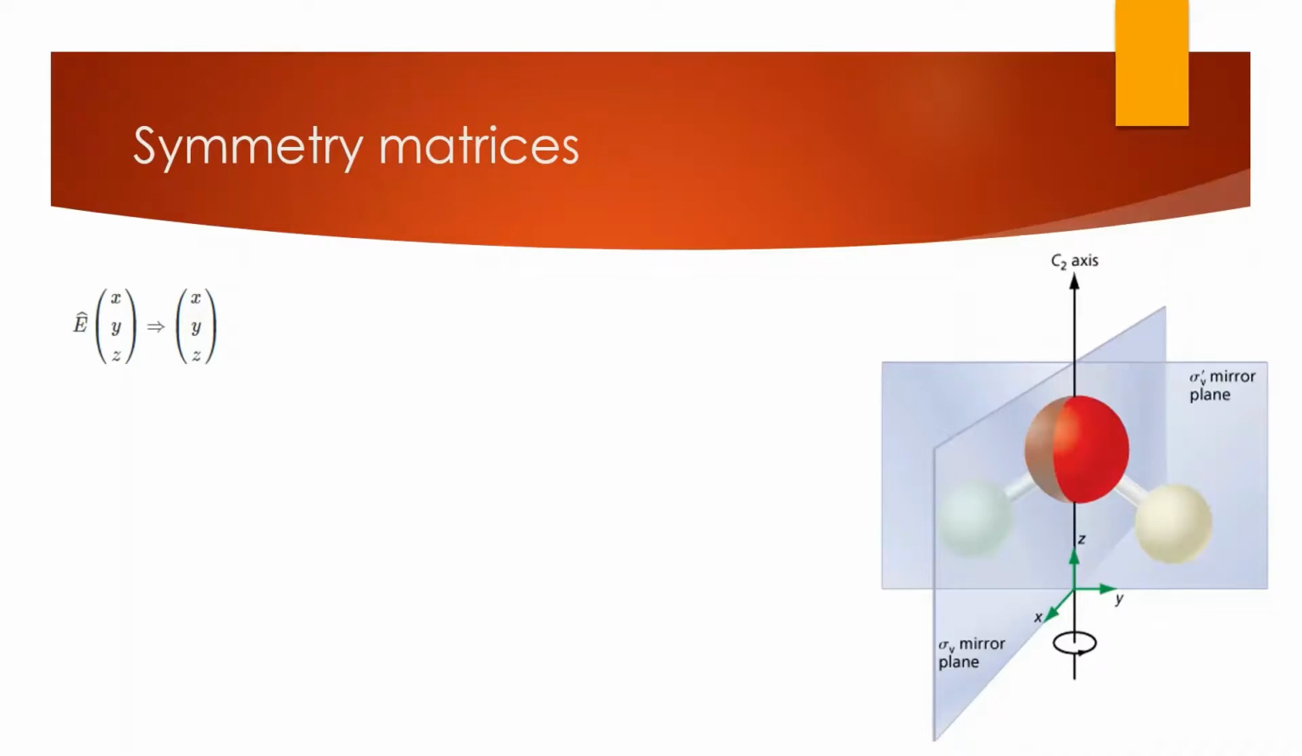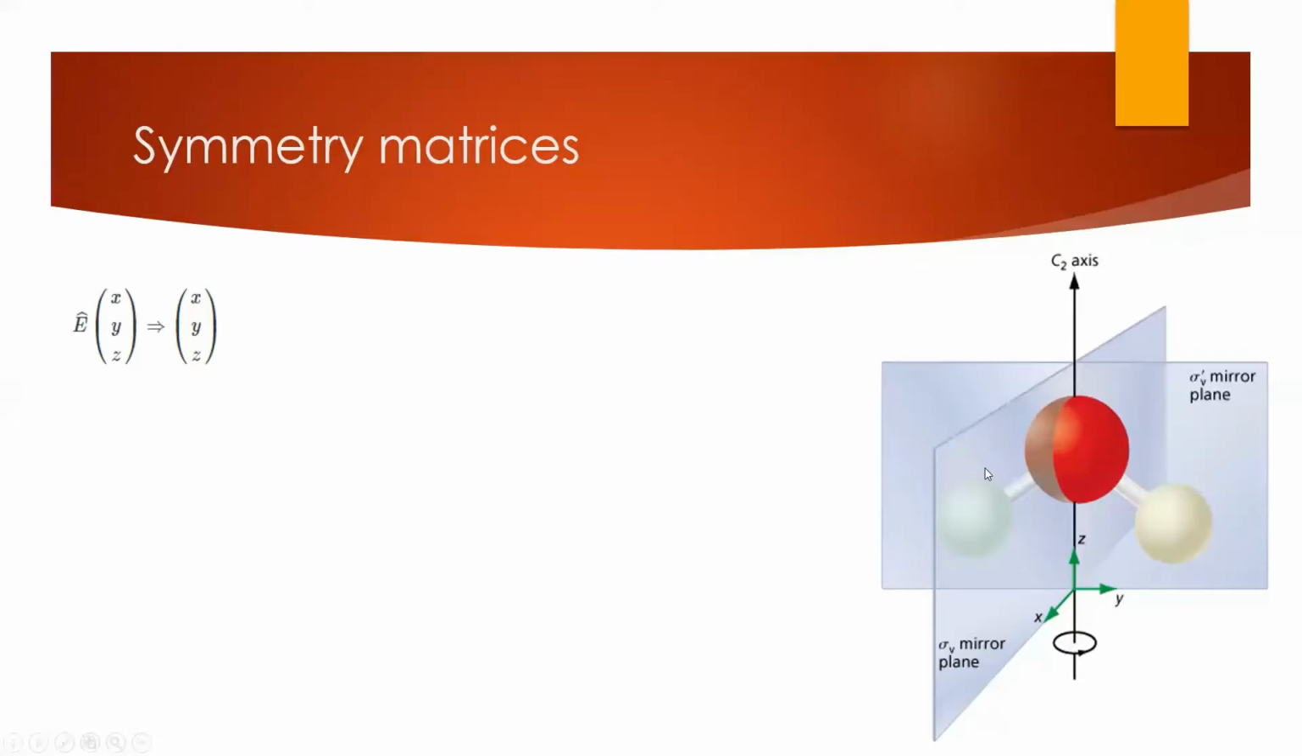Now, what happens if we do the C2 rotation? Well, if we do a C2 rotation, we're rotating it 180 degrees along this axis. So this point that was here will rotate all the way around, and now it will be facing the other side of this hydrogen atom. So if I have a point that comes out, it's going to be now pointing into the screen.